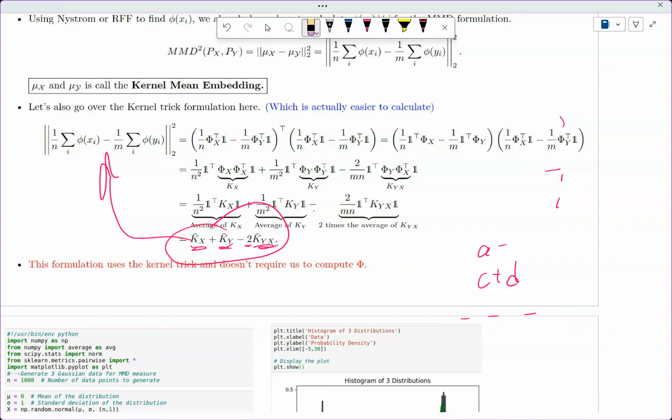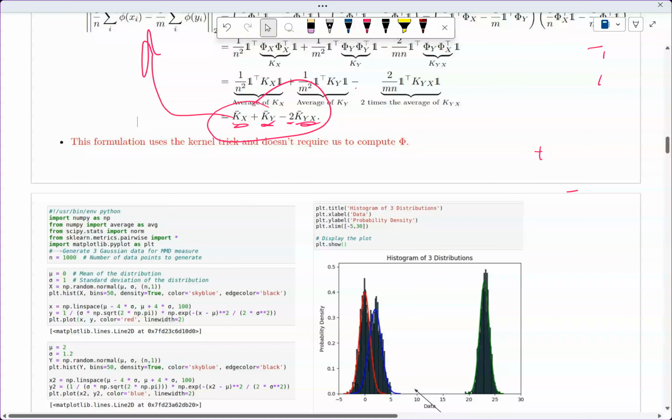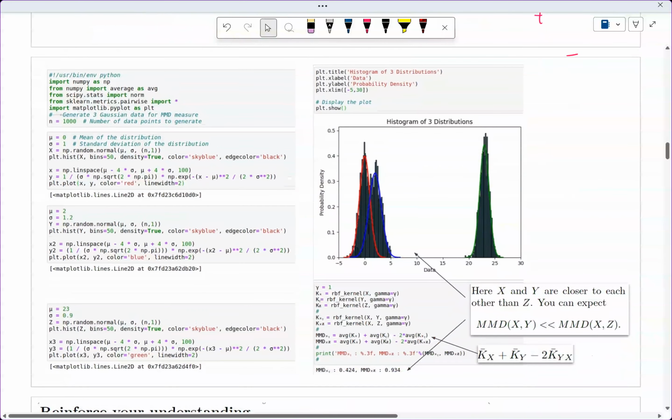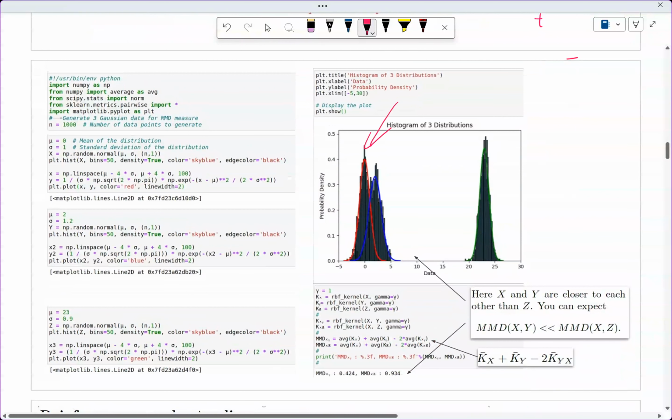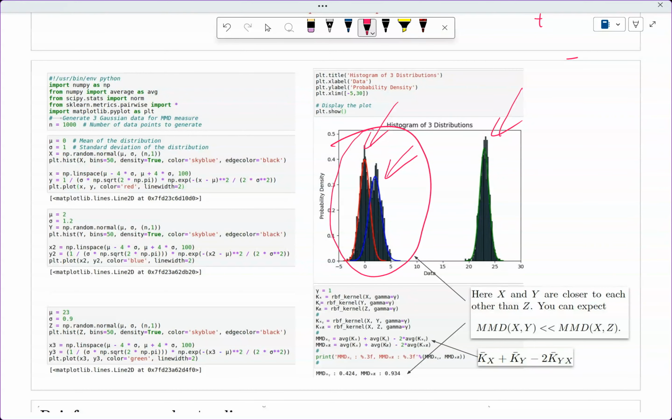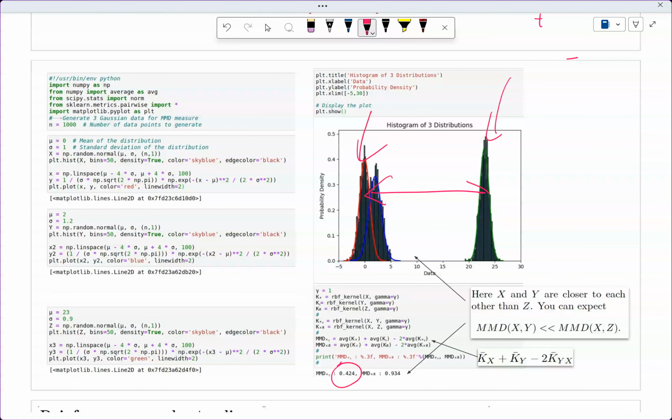Okay, so let's continue. I wrote the code for you over here. Here is an example of MMD where you have three distributions: red, blue, and green. If you calculate it, notice how the distance between red and blue is small, but the distance between red and green is much larger. So this is essentially a way to spit out the distance between distributions, and you can have higher dimensional data.